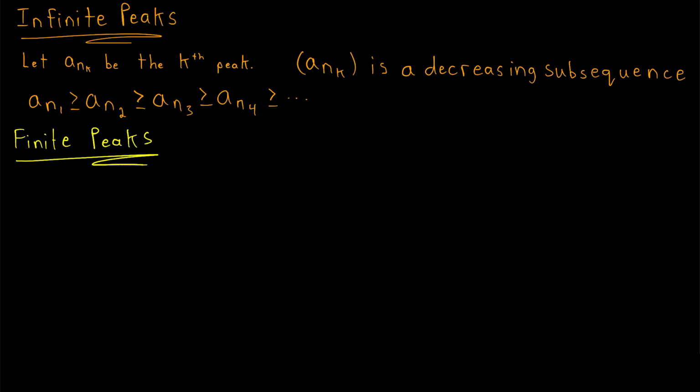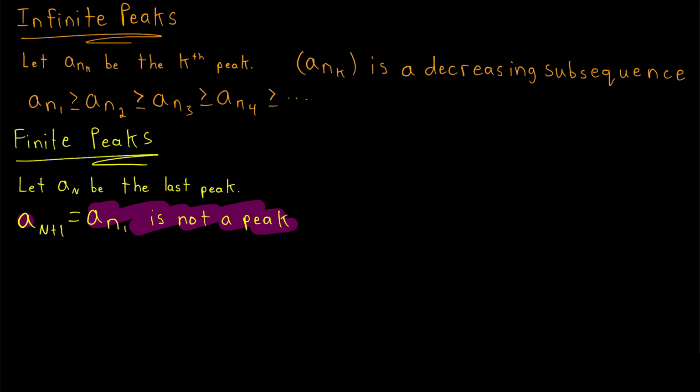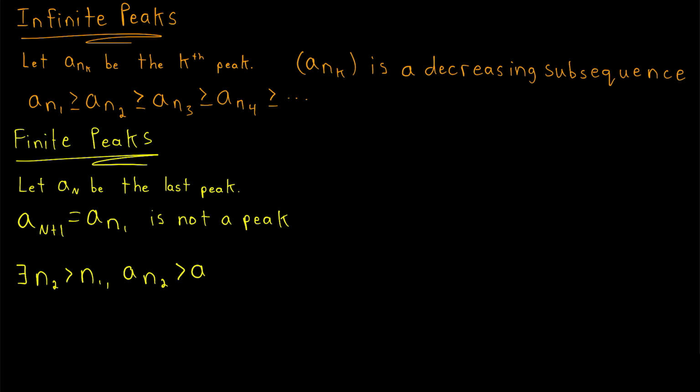Now for the second case, what if our sequence only has finitely many peaks? Then there has to be some last peak, let's call that a_N. That's the last peak in the sequence. If a_N is the last peak, then certainly the very next term in the sequence, a_{N+1}, is not a peak. And let's call a_{N+1} the first term of our subsequence, so we'll call it a_{n_1}. a_{n_1}, the first term of the subsequence, after the last peak, obviously can't be a peak. By definition, since a_{n_1} isn't a peak, there has to be some number, say n_2, that's greater than n_1, so that a_{n_2} is greater than a_{n_1}.